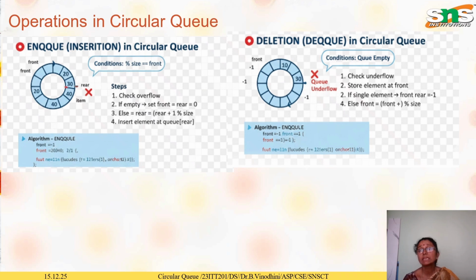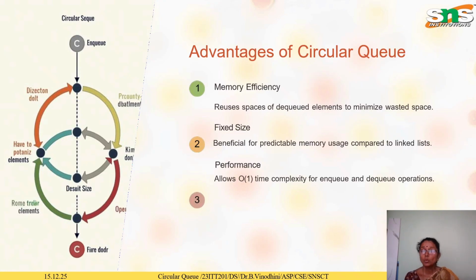Otherwise, if there are some more elements, we have to find the front value using the statement front = front modulo size. So the front pointer should be moved to that position. This is the way we can remove or delete an element, that is, perform the dequeue operation in the circular queue. So what are the advantages of the circular queue? The first is memory efficiency.